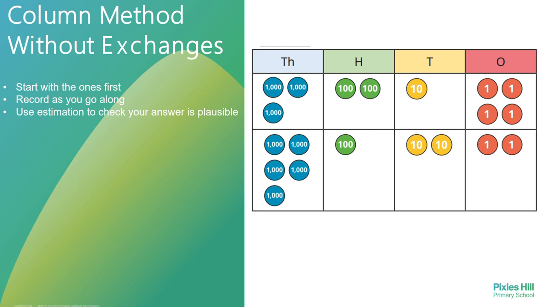Start with the rightmost column, shown here in red with the ones. In this case, we're adding 4 and 2, which gives a total of 6, and we record that underneath. Follow this process until each of the columns has a final total. You can see here that there is no carrying over.